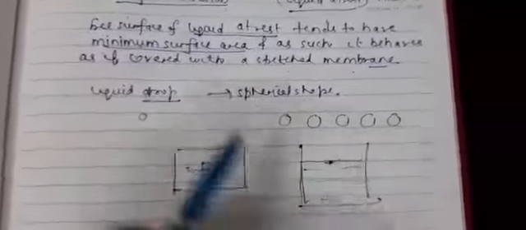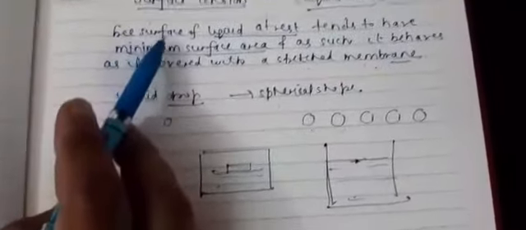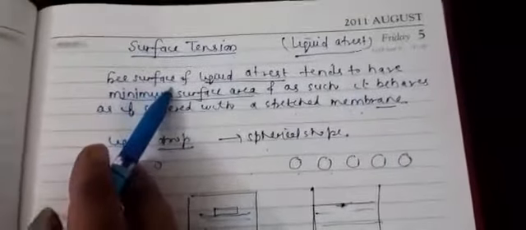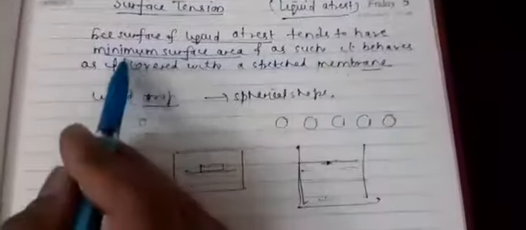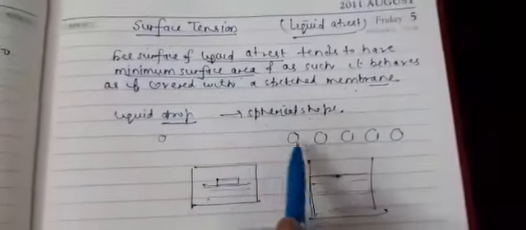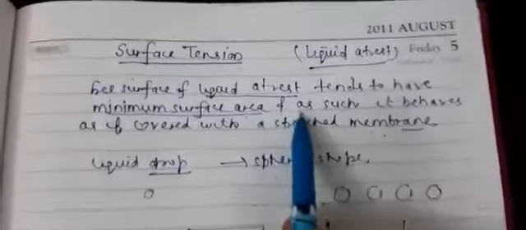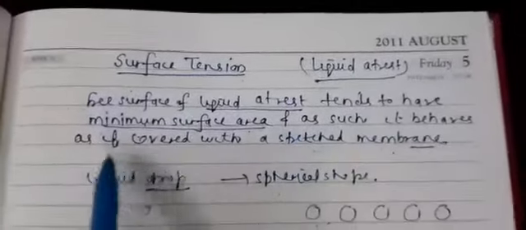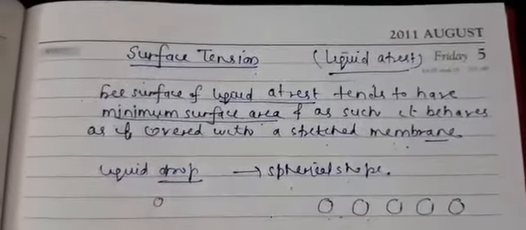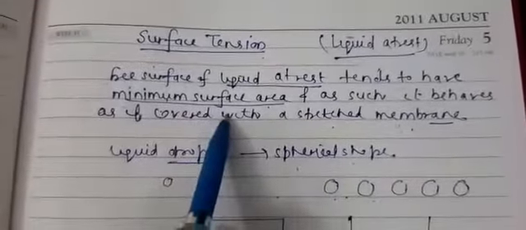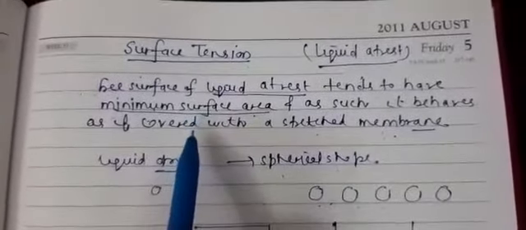So now we have combined these 2 points here, that it is a property of a liquid at rest, by virtue of which free surface of liquid tend to have minimum surface area like this, and as such it behaves as if covered with a stretched membrane. Like now we will give its application so you can get more clarity. अभी हमने सिर्फ एक definition को explain किया है.